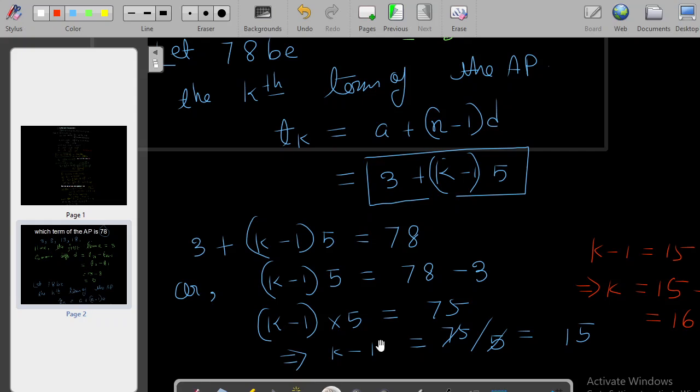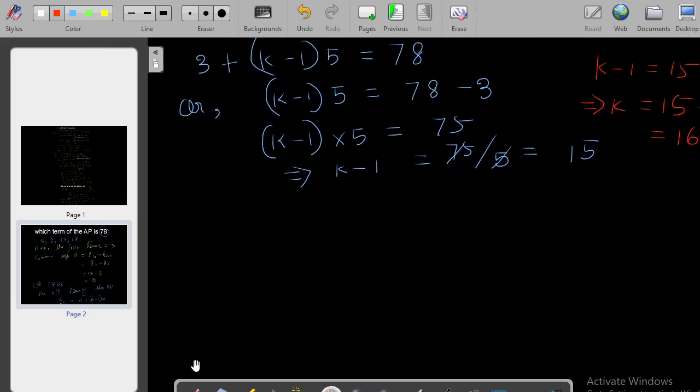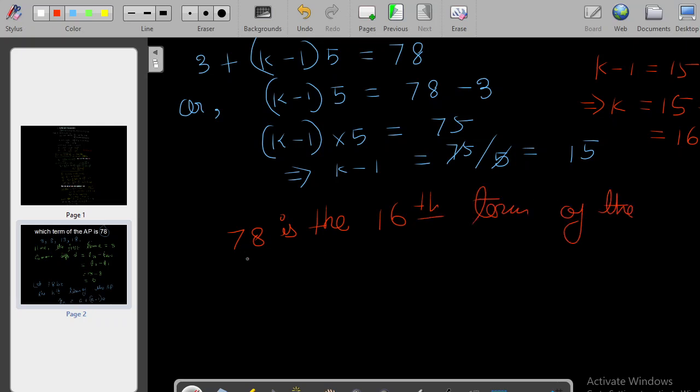So we can conclude that 78 is the 16th term of the given arithmetic progression, which is our answer.